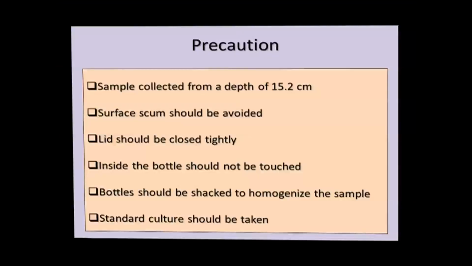You know that for particular experiments some precautions should be taken. First one is that the sample will be collected from the 15.2 centimeter depth, and the surface scum should be avoided. And when we are collecting the sample, you should not touch the inside of the bottle because it is autoclaved. And the lid should be tightly capped. It will be shaken well to get the homogenized solution. And the standard culture should be taken to compare each and every step. So that's all about the precautions that should be taken during the course of experiments.